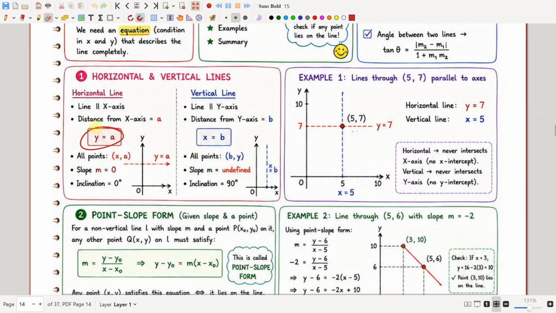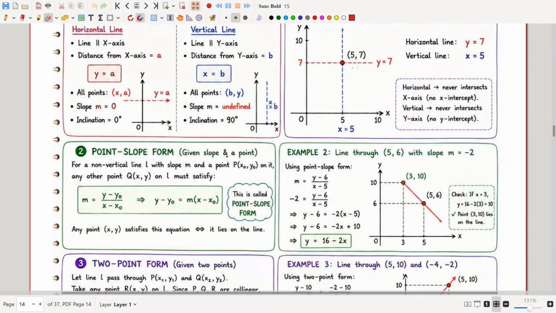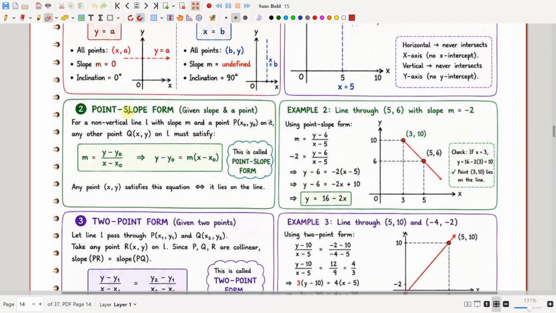So for the horizontal line, the description will be y is equal to a, and for a vertical line, the description will be x is equal to b. Okay. So see here, this is what we call the point slope formula: y minus y naught is equal to m into x minus x naught.